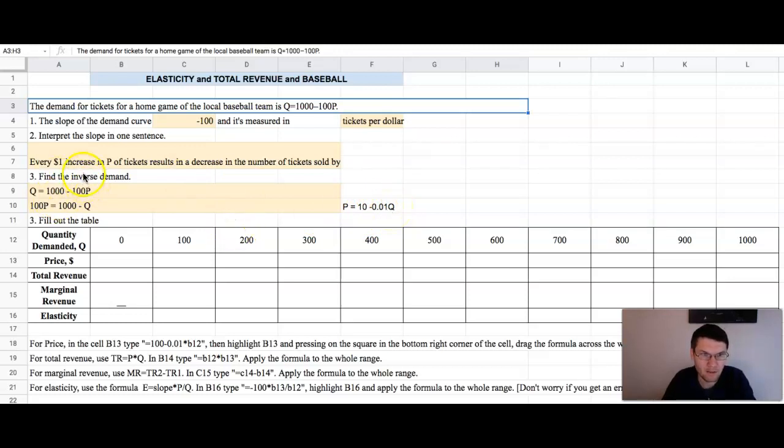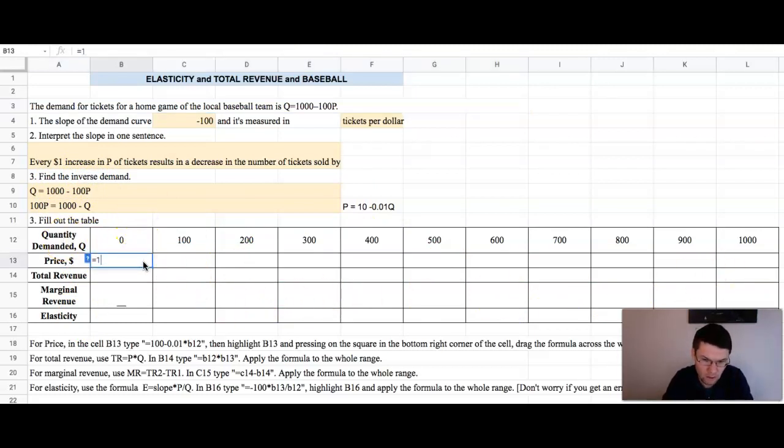Now, I'm going to take that inverse demand and calculate prices that correspond to the quantities in my table. So price is always going to equal 10 minus 0.01 times whatever quantity I'm looking at. So when that quantity is 0, price is going to be 10. That means at a price of 10, I'm going to sell exactly 0 tickets. And every time the quantity increases by 100, you should expect the price to go down by 1, because you know what the slope of the demand curve is. So that gives me the prices.